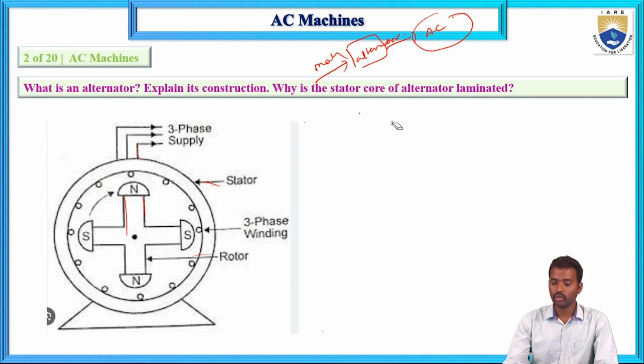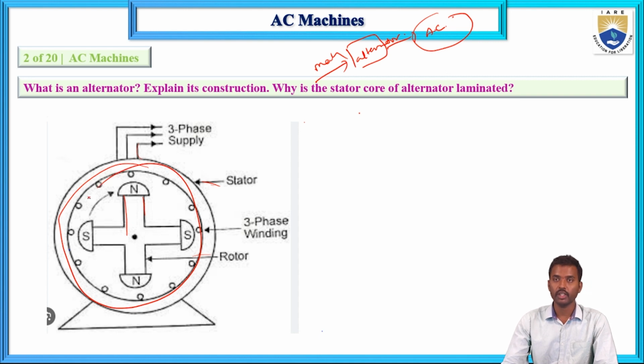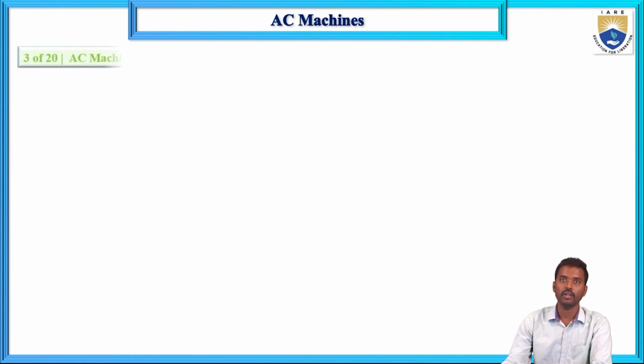So why is the stator core of an alternator laminated? To reduce the eddy current losses, we use laminated construction of the three-phase stator core. Because of the core there may be losses, and to reduce those losses we use laminated construction to reduce the eddy current losses.